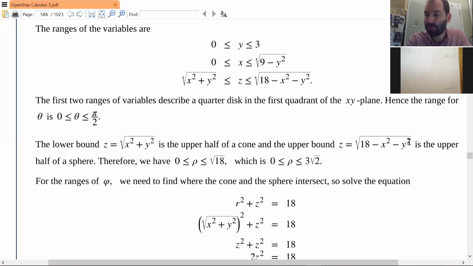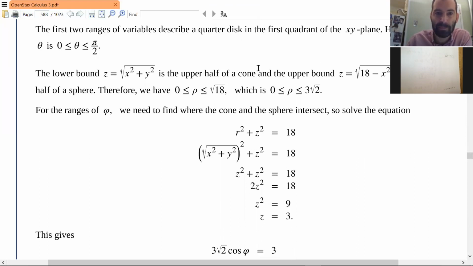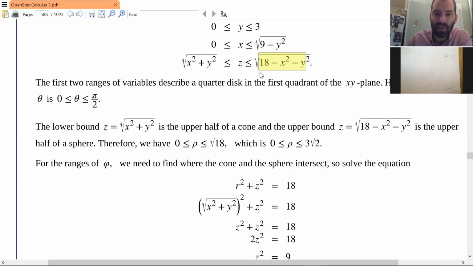That's exactly like the problem that we just finished, the ice cream cone looking thing. It's below the sphere and above the cone, just like the example we did on the sheet of paper. We worked it out, same kind of shape, different radius, but the same idea. So setting it up the same way, you know that rho goes from 0 out until it gets to the radius of the sphere, which in this case is root 18.